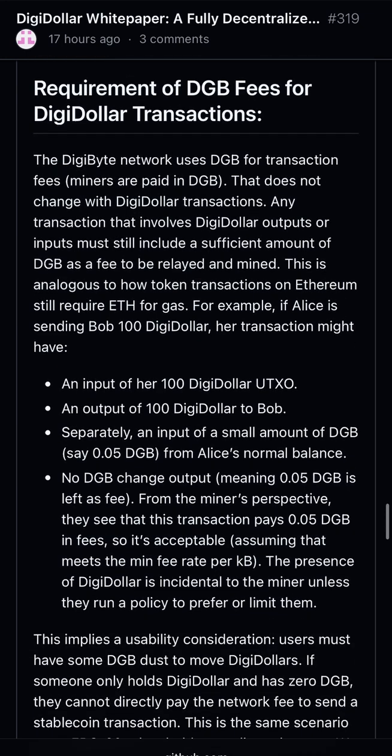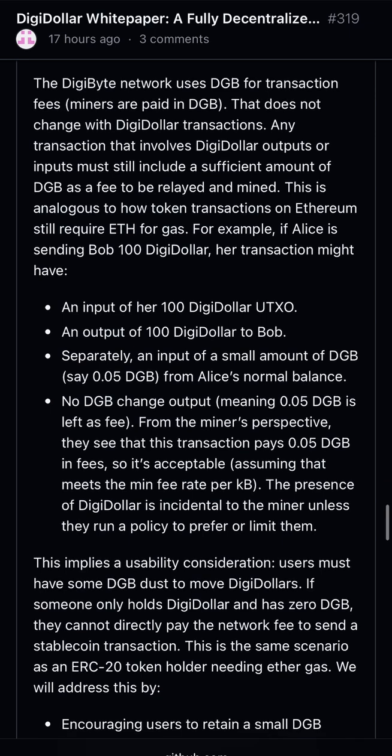Requirement of DGB fees for DigiDollar transactions. The DigiByte network uses DGB for transaction fees. Miners are paid in DGB. That does not change with DigiDollar transactions. Any transaction that involves DigiDollar outputs or inputs must still include a sufficient amount of DGB as a fee to be relayed and mined. This is analogous to how token transactions on Ethereum still require ETH for gas.